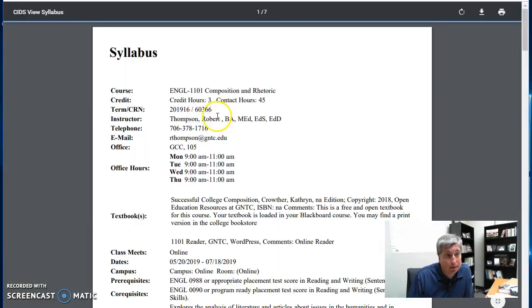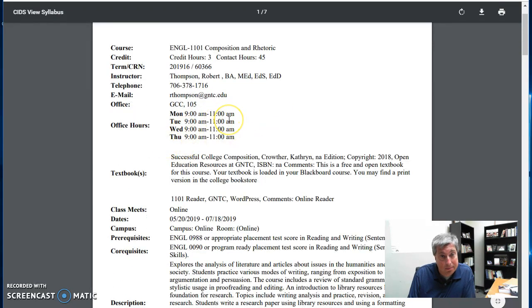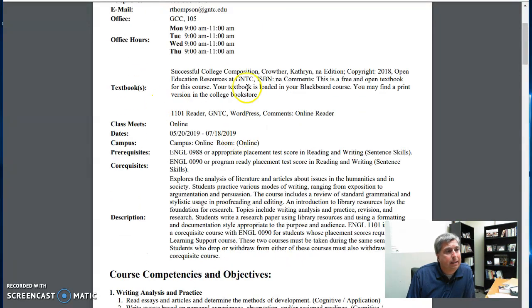This will take you to a PDF of the syllabus, and obviously I'm not going to bore you reading the whole thing. Notice my office hours here are 9 to 11, Monday through Thursday, here on the Gordon County campus, in the 100 building, which is in the back. And the textbook, you do not need a textbook for the class. It is provided online, the things you need. The textbook itself is online, plus any other readings you need are provided online.